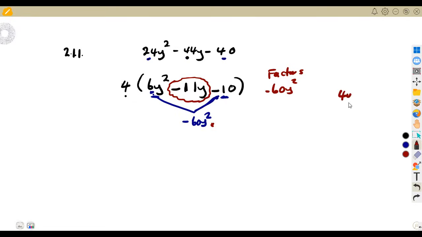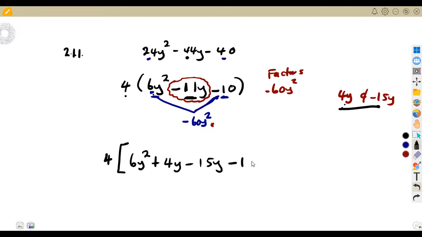So here our factors were going to be 4y and minus 15y. You have to try on your calculator until you get something that gives you negative 11y when you add. So if you add these two, you get negative 11y. So these are the factors that we are going to substitute into the middle term, which is minus 11y here. So you're going to have 6y squared, then in place of minus 11y we substitute these two terms, 4y and minus 15y. So that is going to be 4y minus 15y minus 10, like this.